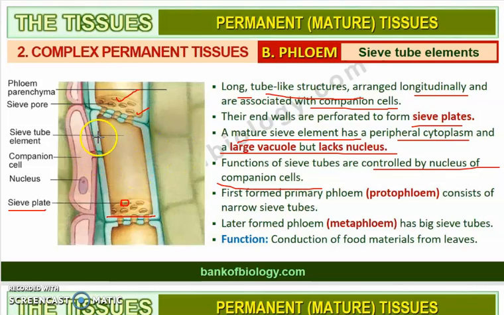Okay, and same way, as they don't have a nucleus, who is controlling the sieve tube element? It is the nearby companion cell. So the functions of the sieve tubes are controlled by the nucleus of the companion cell. You can see the companion cell here and you can see the nucleus. As they are associated with the companion cells, the nucleus in the companion cell will control the sieve tubes. Okay, clear with that? And first formed primary phloem is called protophloem and it consists of narrow sieve tubes. And later formed phloem is called metaphloem and has big sieve tubes.